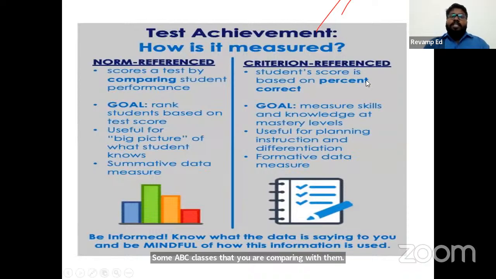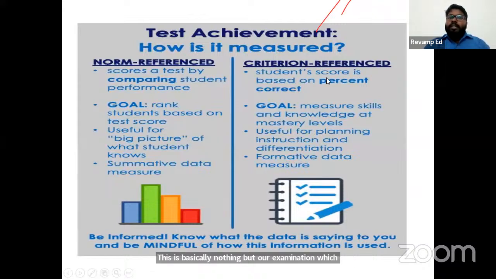How is test achievement measured? As I said, they are comparing, so it is norm referenced or criterion referenced. In norm referenced, the scores are compared by performance, what rank they are getting. It is useful for the big picture of what a student knows. This is basically our examination conducted during our school times.